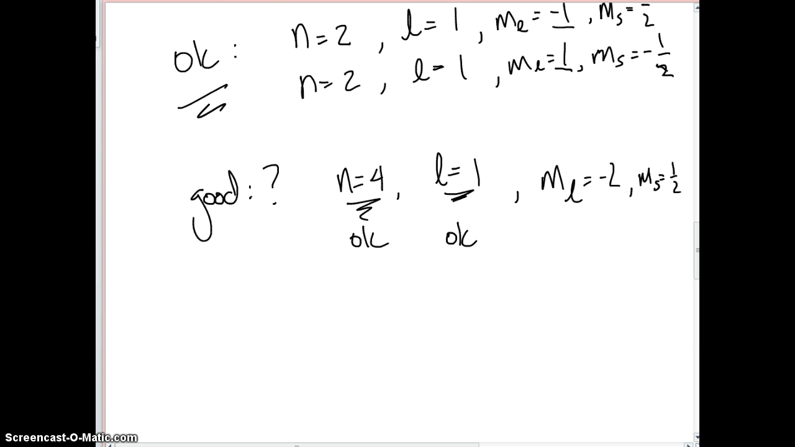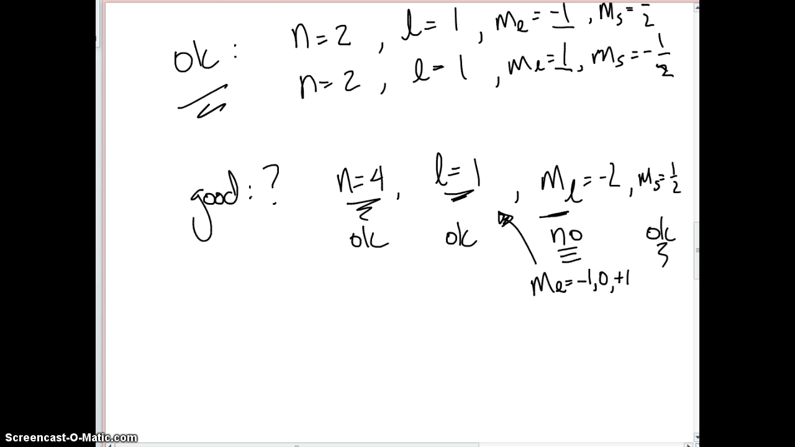Remember, m sub L is a range of positive to negative L. So is negative 2 okay? And the answer is no. That's not okay because this value can only be negative 1, 0, or positive 1 because it is dependent upon what L is. It's not within this range and it's not okay. This last one, m sub s is positive 1/2. That's okay. We know it's either a positive 1/2 or a negative 1/2.